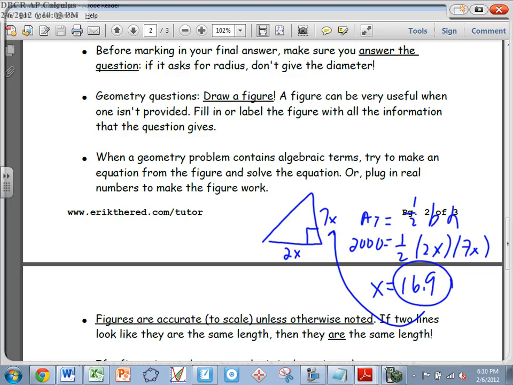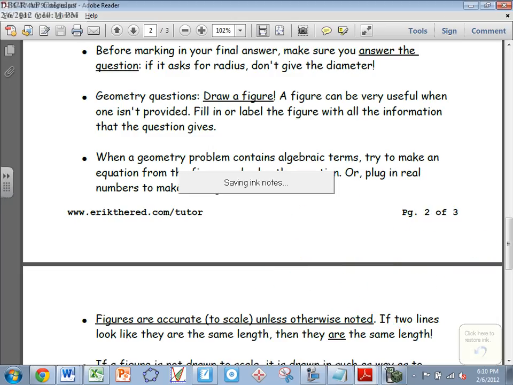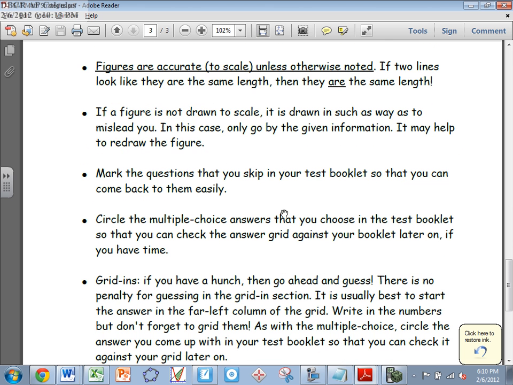Or take 2 times that number, that'll give you the base. Okay, remember to plug in your number at the end. Almost done. Next, the figures that are drawn are accurate unless they are noted otherwise. So if it looks like 2 lines of the same length, then there's a good chance they're the same length.